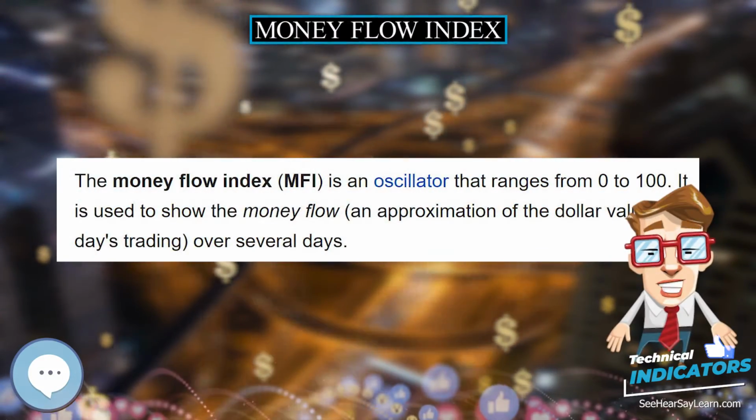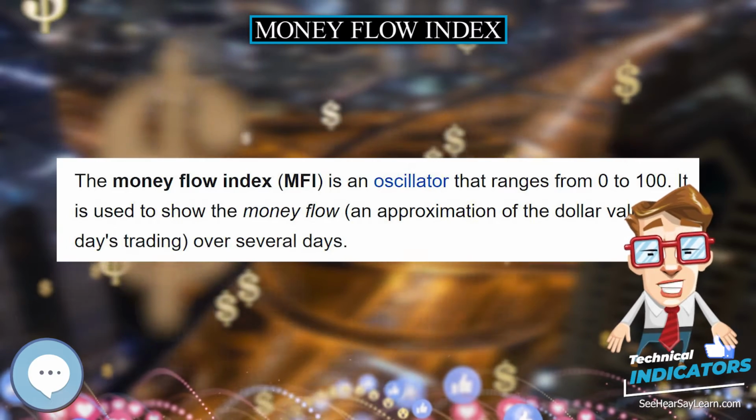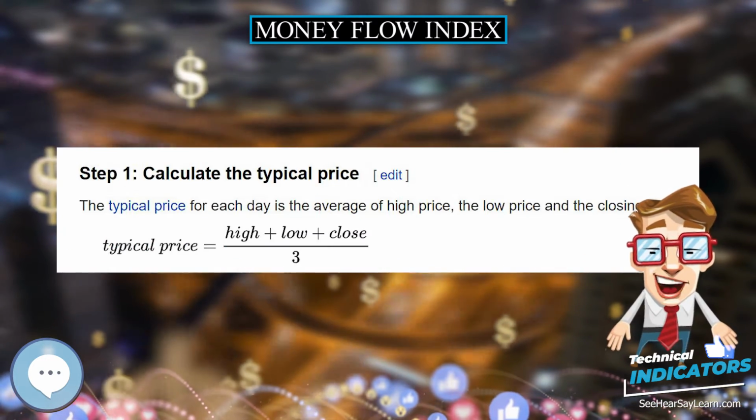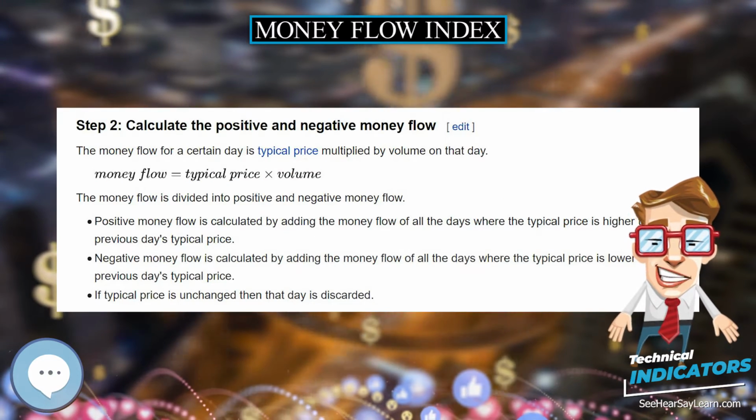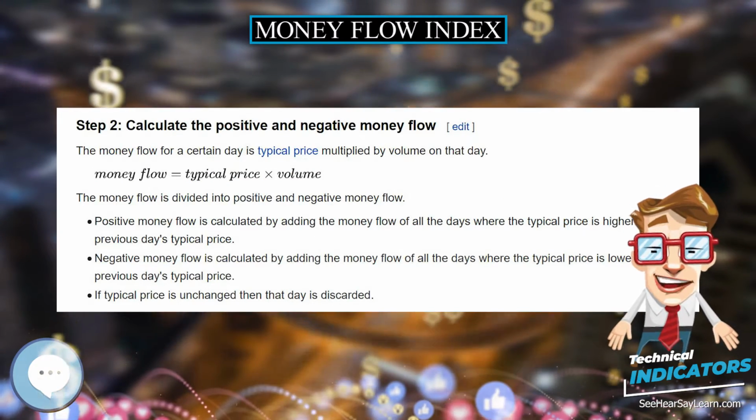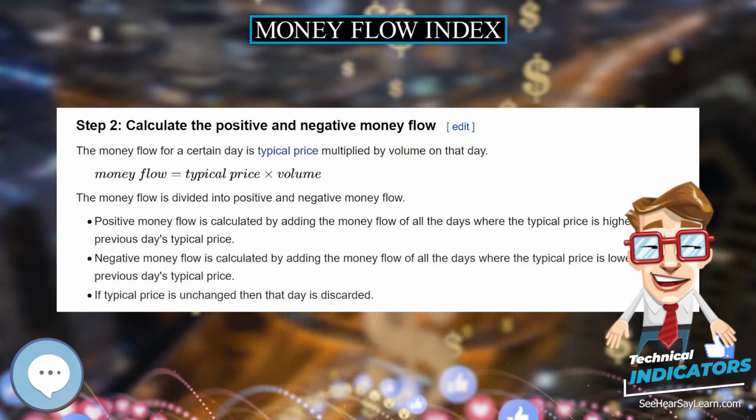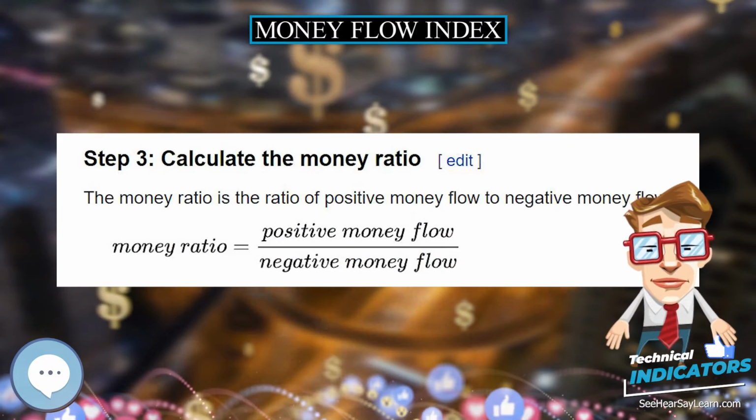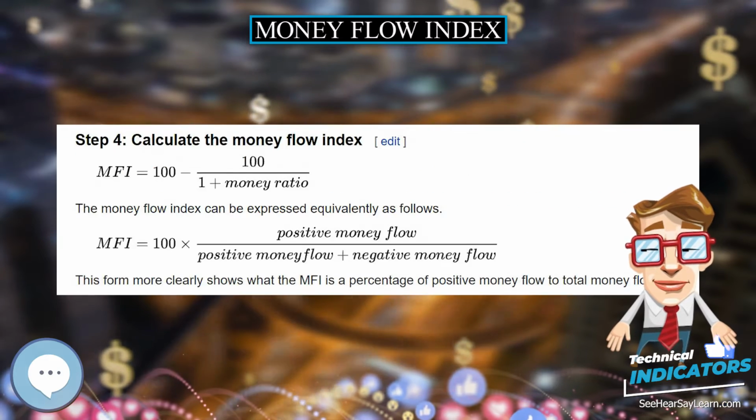Money Flow Index. The Money Flow Index, MFI, is an oscillator that ranges from 0 to 100. It is used to show the money flow, an approximation of the dollar value of a day's trading, over several days. The steps to calculate the Money Flow Index over n days.